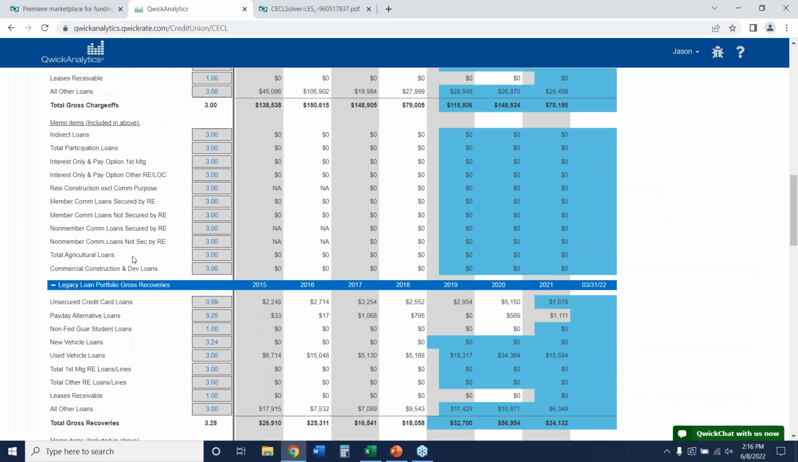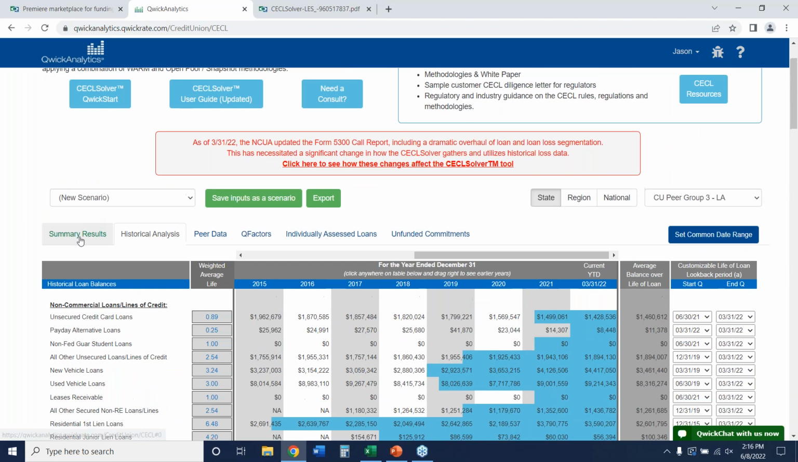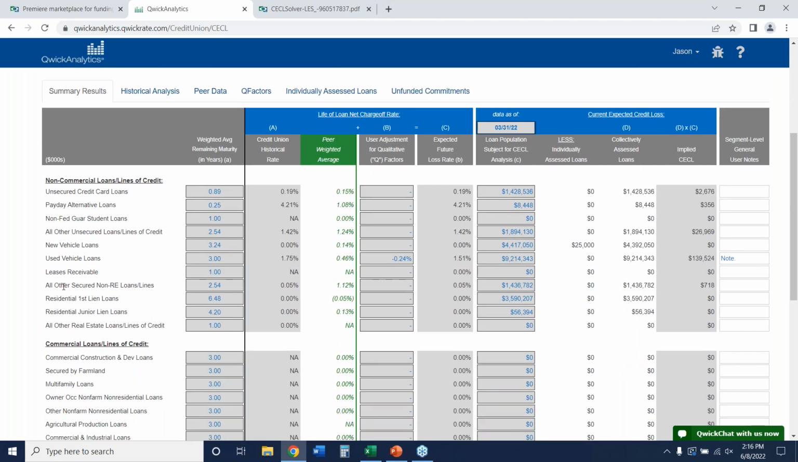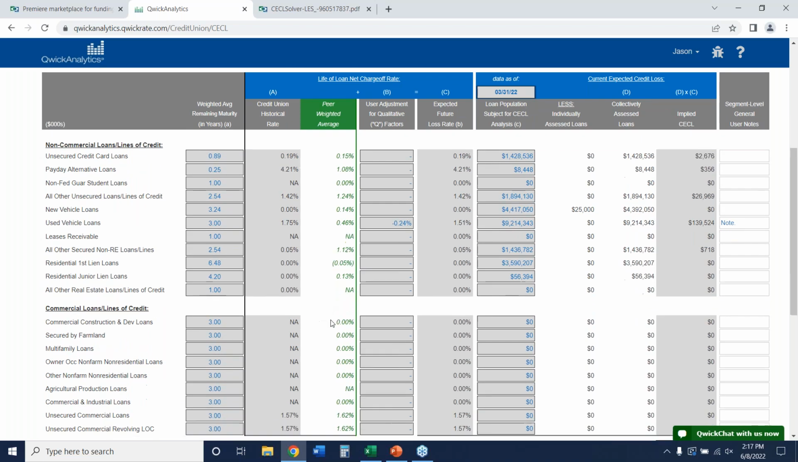And now if I go to the summary page, we can see that change. So now our loss rate on our all other secured non-real estate loan lines is 5 basis points, and the bulk of those losses we said, hey, happen in our unsecured loan lines of credit. That one is still with a 1.42. So we can quickly and easily get things back on track, right, to comply and kind of match back up to the new call report segment.